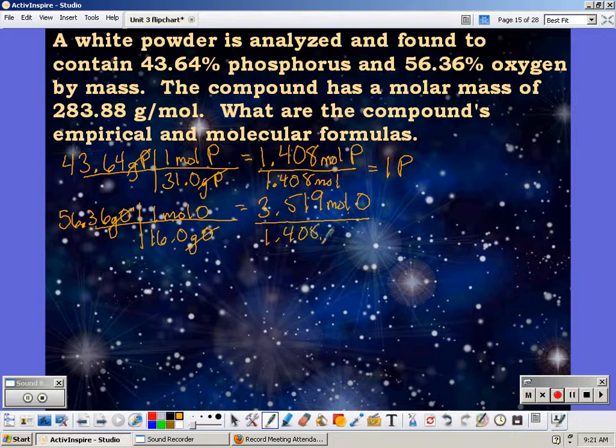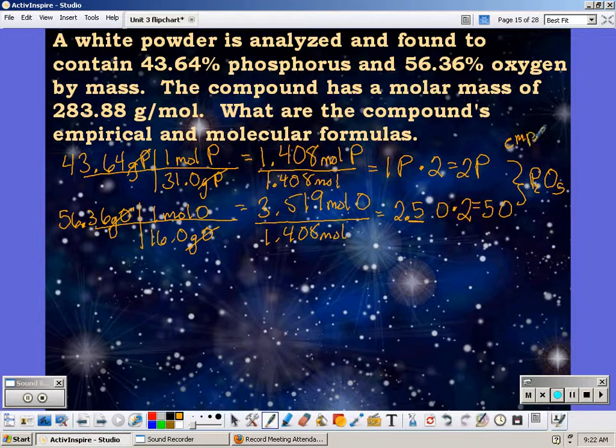Alright, so when we divide our oxygen, this is what I was talking about as far as being careful about those numbers and having to multiply by an integer. When you divide oxygen by phosphorus's value, you actually get 2.5 oxygens. You can't have that 0.5, so we're going to multiply both oxygen and phosphorus by 2. So really we have 2 phosphorus and 5 oxygens. So when we put it together, it's P2O5. Now that's my empirical formula.